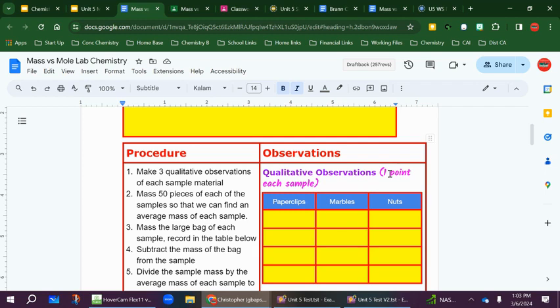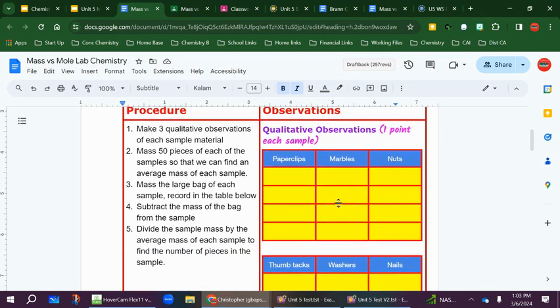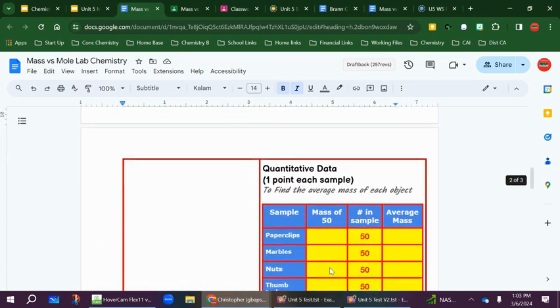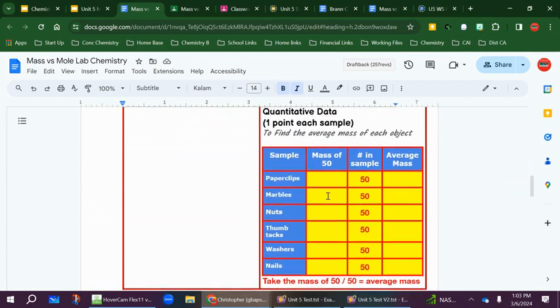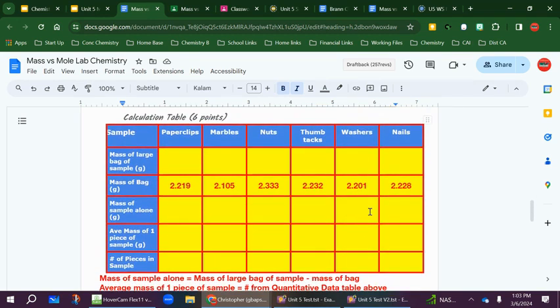So, here's where you put your observations. Here's where you put your masses. If you're stuck waiting because there's a group that won't get out of the way at a station, start doing your calculation. Take the mass of 50, divided by 50, get the average mass of 1 of the paper clips, 1 of the marbles, 1 of the nuts, 1 of the thumbtacks. Because you are going to need it in this table here.